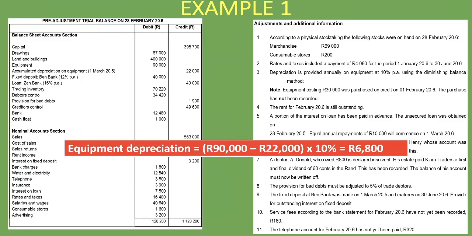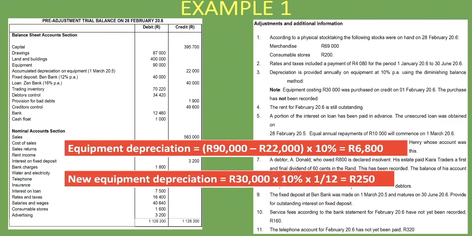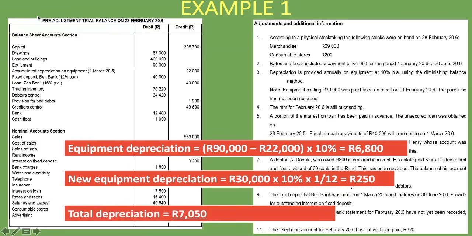Now let's calculate the depreciation for the new equipment. Since we bought it during this financial period, it does not have accumulated depreciation yet. So we're going to take the 30,000 Rand times 10% and then we multiply by the number of months we've had it since we bought it. We bought it on the 1st of February 2016 and our year end is 28th of February 2016. So we've only had it for 1 month in this financial period. So we multiply it by 1 divided by 12 and it gives us 250 Rand. I hope that has made sense. Remember that we're using the diminishing balance method. Now if we add the two depreciations together, it will give us a total depreciation for equipment of 7,050 Rand.